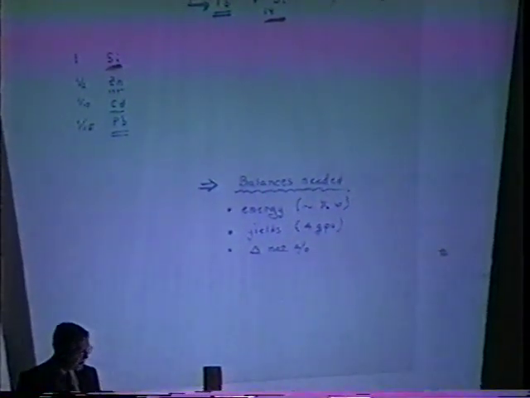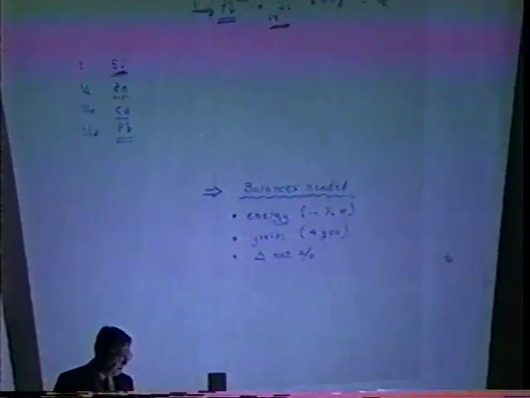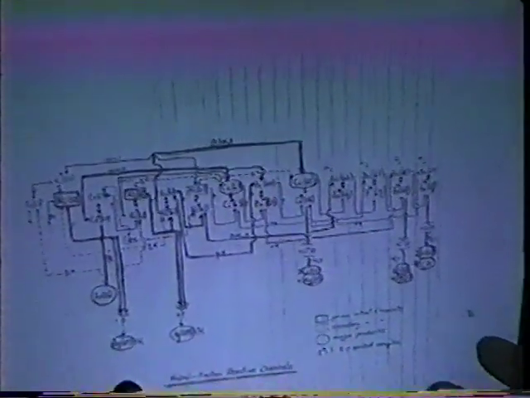What we need to do is end up getting a balance of the energy, the yield, and the deviation from natural abundance and all of this. And I've tried very hard, but this is about as far as I've gotten it with the model.